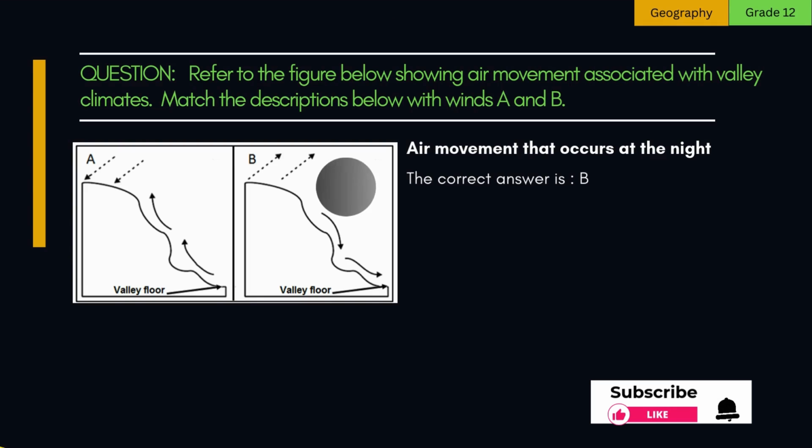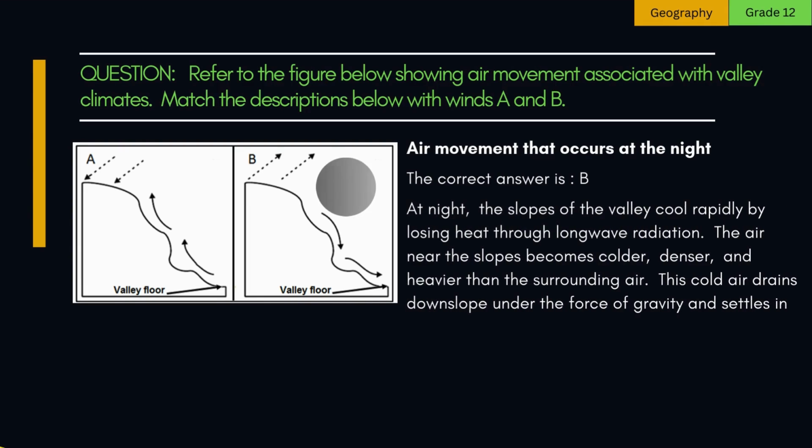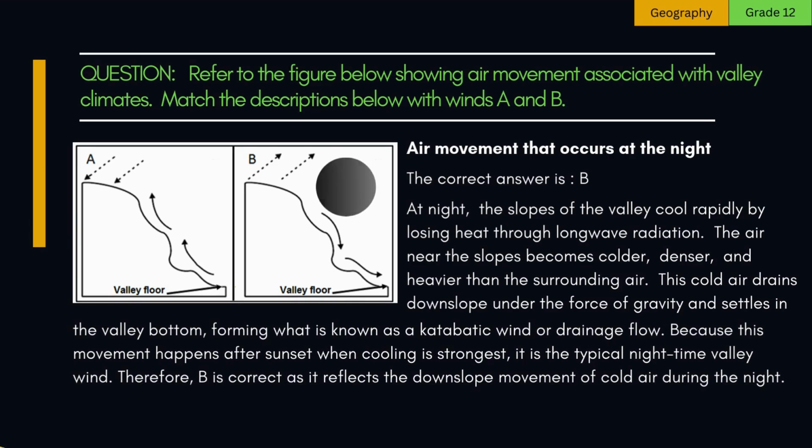The correct answer is B. At night, the slopes of the valley cool rapidly by losing heat through long-wave radiation. The air near the slopes becomes colder, denser, and heavier than the surrounding air. This cold air drains downslope under the force of gravity and settles in the valley bottom, forming what is known as a katabatic wind or drainage flow.